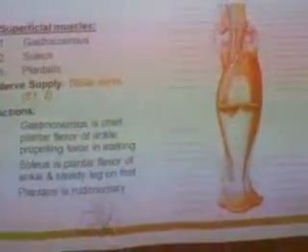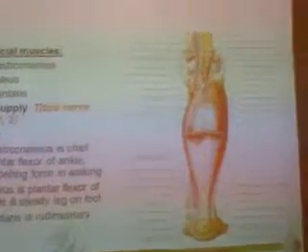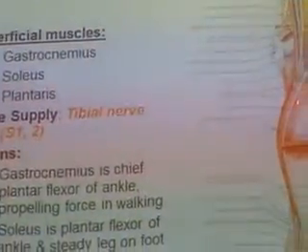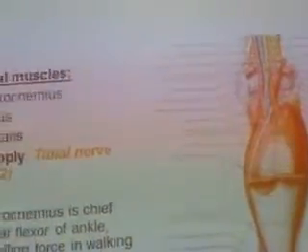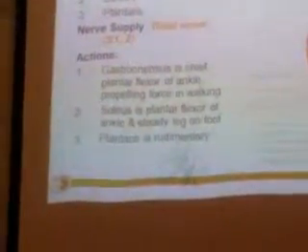The nerve supply of all these muscles is by one of the branches of the sciatic nerve, that is the tibial nerve. See here the tibial nerve is coming and it supplies all the muscles of this compartment. Coming to the actions, the first is the gastrocnemius muscle, the most important muscle.